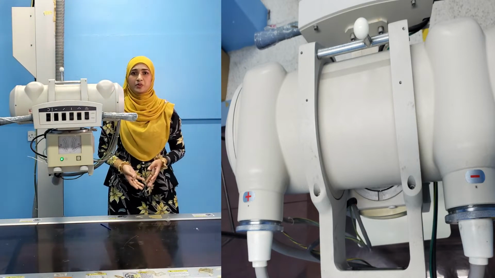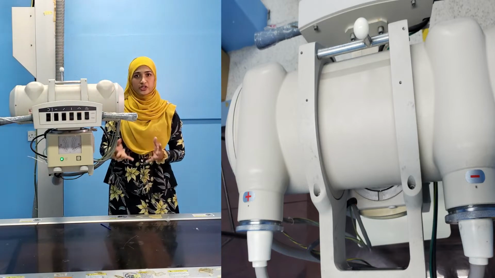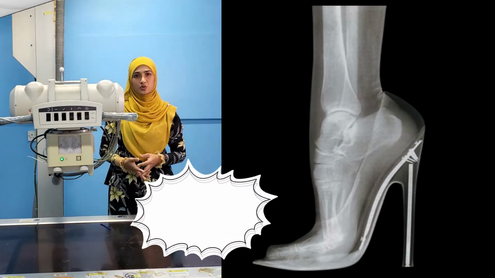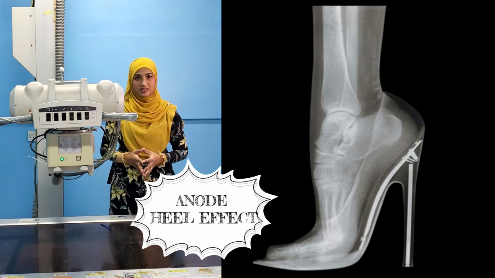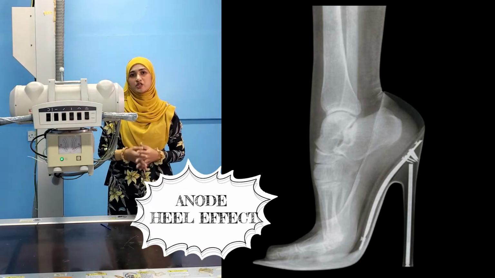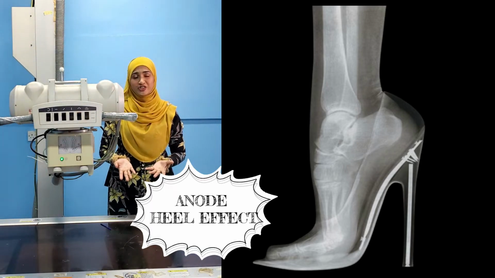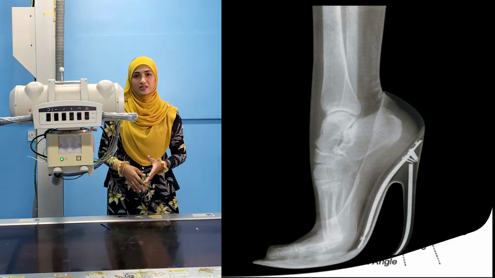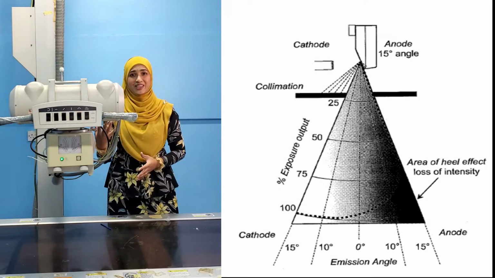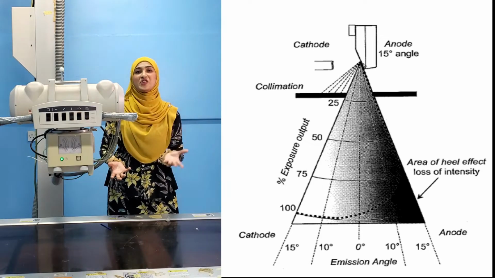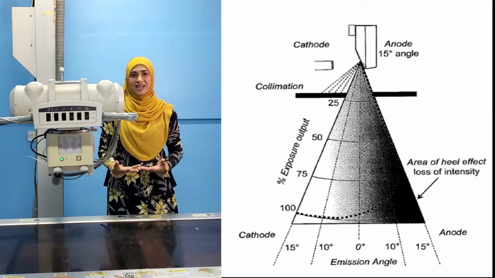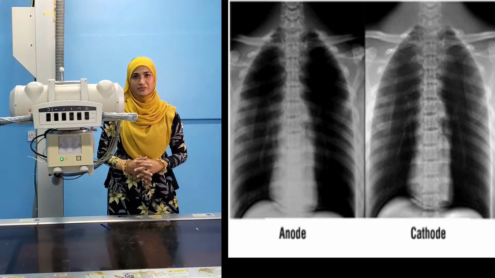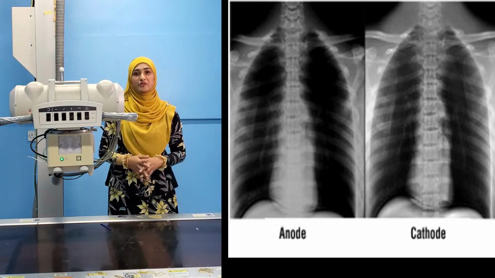So we know already the positions of the cathode and the anode. But why is it so important for us to know the location of the two electrodes? If you remember what we learned in the previous modules about the anode heel effect, it told us that the intensity of the X-ray produced is not uniform from the cathode to the anode, which means that the cathode side has greater intensity compared to the anode side. The consequence is that the distribution of the grayscale on the radiograph image will not be uniform, which is not so good.